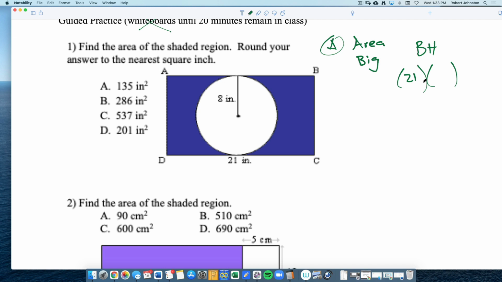16. Nice. How'd you get 16? 8 times 8 is 16. Well, not times 8, but 8. Yeah. So if you know that the radius is 8, then the whole thing must be 16. Nice. Use your calculator, Audrey. What is the area of that big thing?